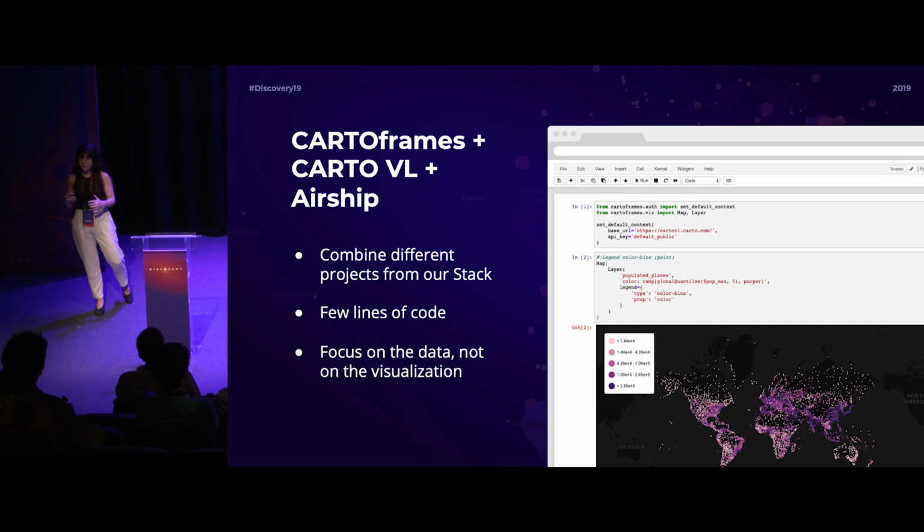So we are going to see how to build an example like this one. As you can see, there are only a few lines of code, and the main goal, as I said, is to allow the data scientist to focus on the data and not on the visualization itself. So you can create visualizations that make sense and are beautiful by default, but in case you don't want that, you can also customize them, because we also have this flexibility.